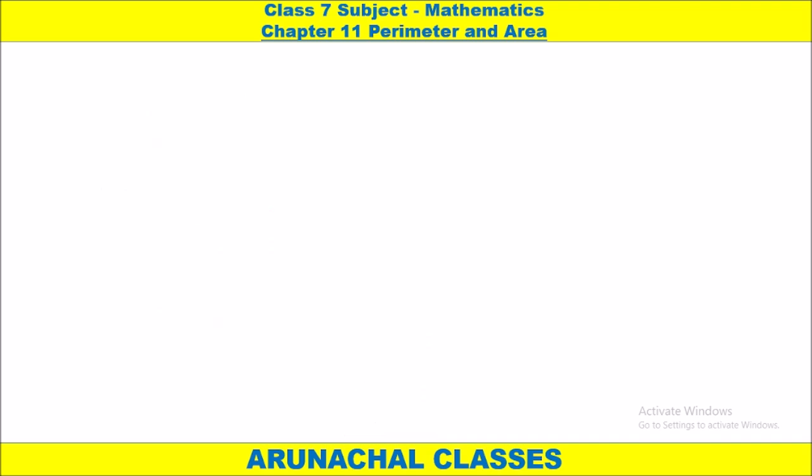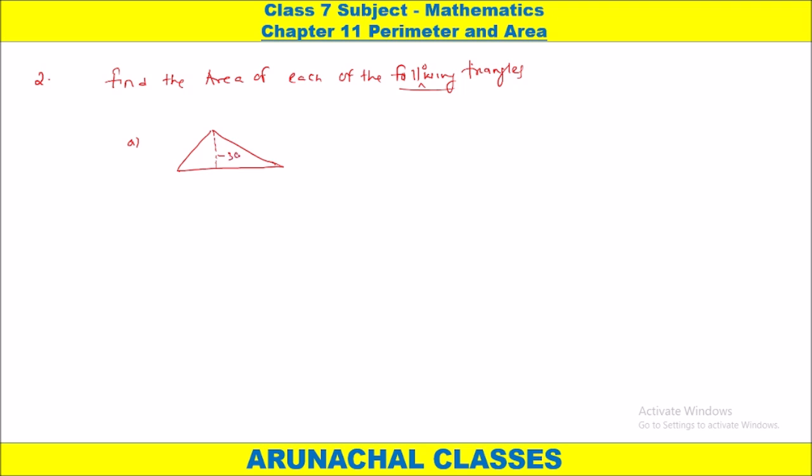Now let's move to question 2. Here we have question 2. It is, find the area of each of the following triangles. Here we have the first triangle. In this triangle I can see the length from the vertex to the base of the triangle. This height is given as 3 centimeter and the base length is given as 4 centimeter. Here it is perpendicular length.